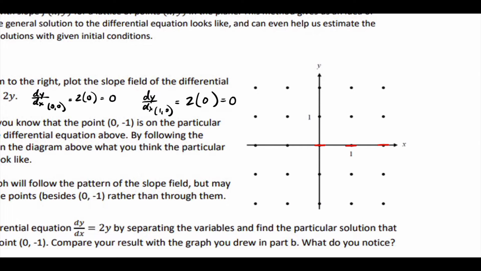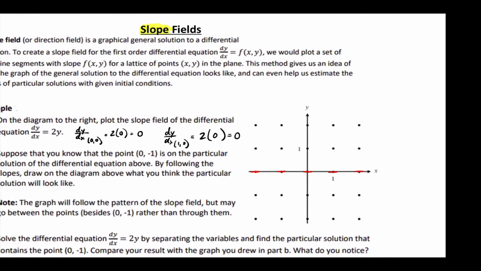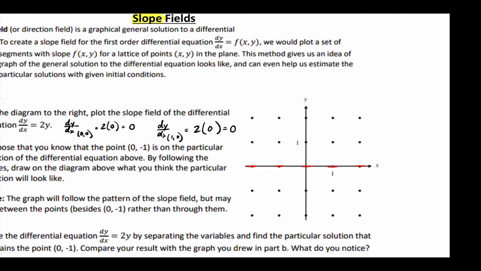Here, here, and here. Okay. Got 5 of them out of the way. Okay. So now, let's go up one. Let's go up to this guy right here. Okay. That is 0, 1.